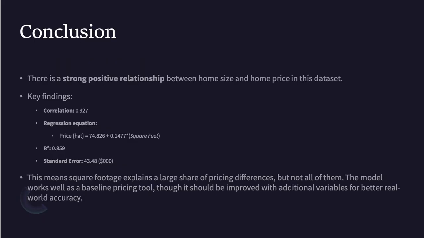Finally, in conclusion, our data set shows a strong positive relationship between home size and home price. The correlation was 0.927, the regression model fit well, and the R-squared was 0.859. Overall, both Excel and AI supported similar conclusions, and together they ended up providing accurate calculations and useful interpretation.